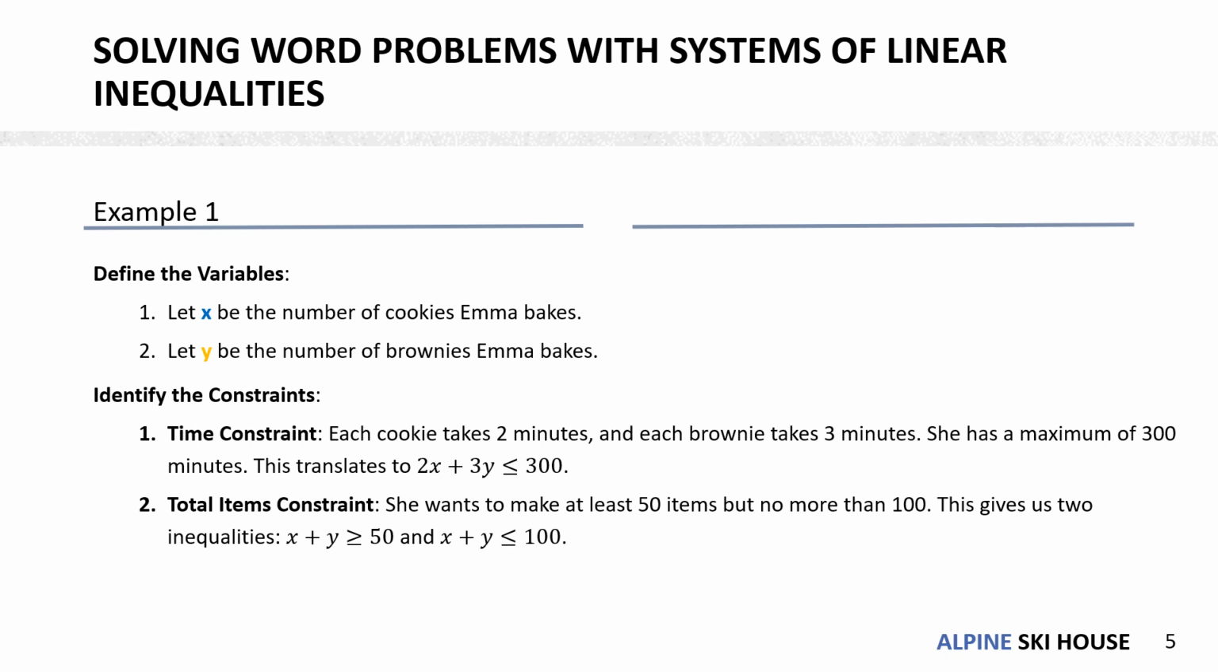Now we need to write inequalities for the total items constraint. Emma wants to make at least 50 items but no more than 100. We can write 2 inequalities that represent the constraint. x plus y is greater than or equal to 50, and x plus y is less than or equal to 100. Now let's put all the inequalities together and go from there.